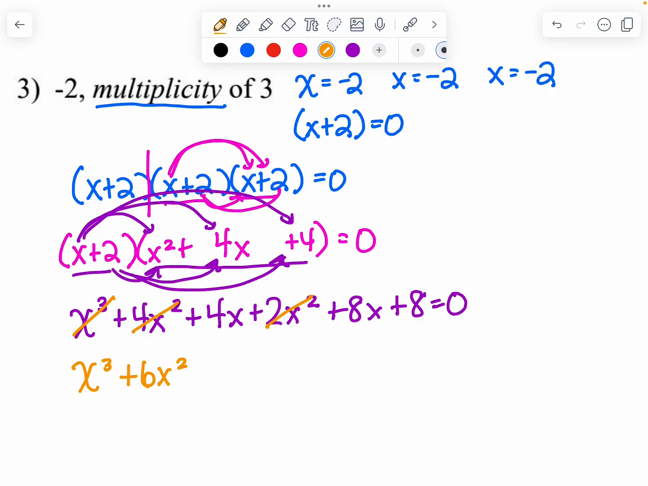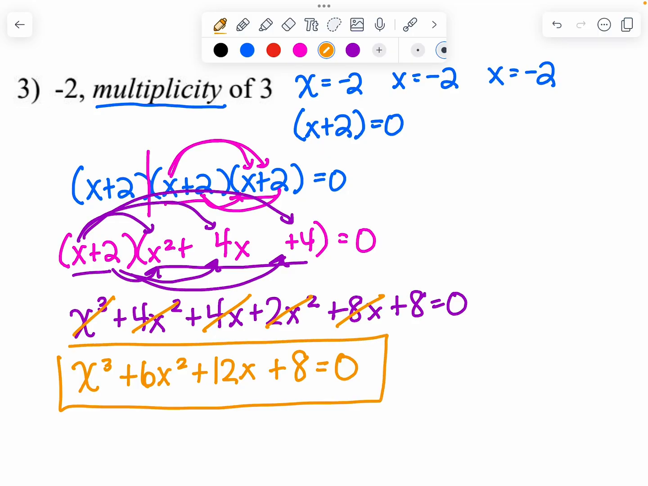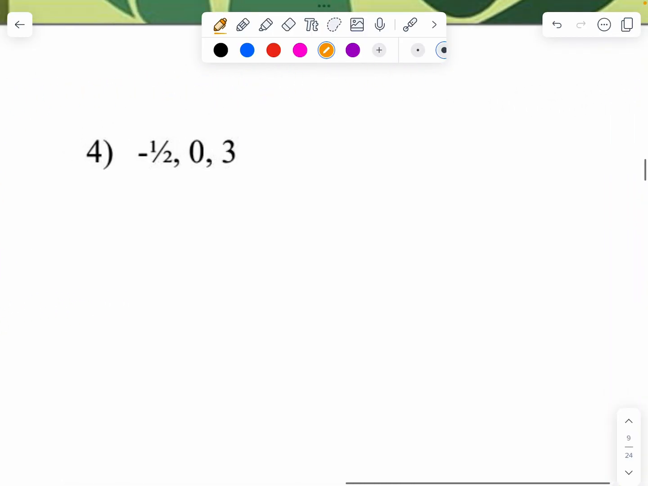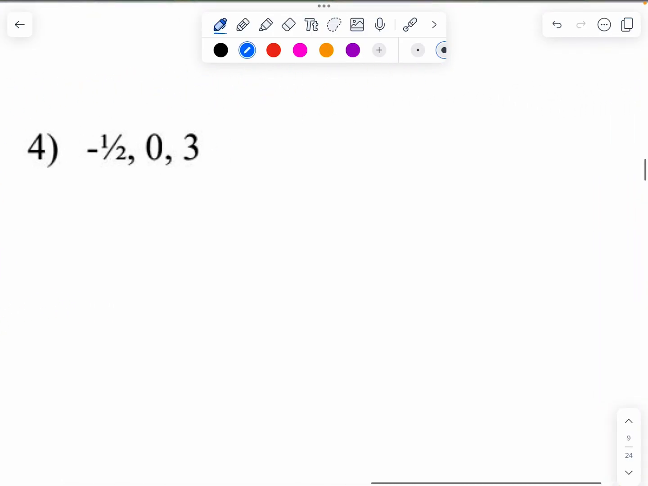I have 4x plus 8x is plus 12x, and I have plus 8, and all of that's equal to 0, or it's equal to y. When you do the Delta Math practice, you want to say it's equal to 0. It doesn't seem to like equal to y. All right, let's go ahead and get some rational solutions.